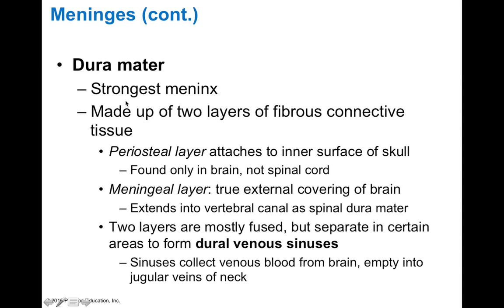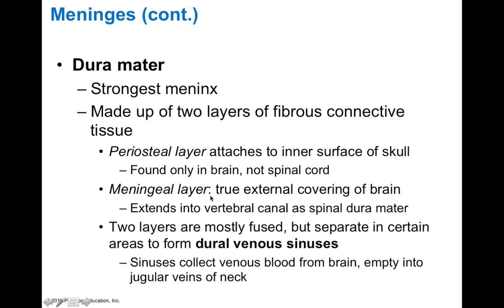Now, the dura mater is the strongest of the meninges, and it's made up of two layers of fibrous connective tissue. Remember, we have the periosteal and meningeal layers. Periosteal layer is found attached to the inner surface of the skull, but it's only found around the brain. The meningeal layer is a true external covering of the brain. And this is what extends also into the vertebral column to surround the spinal dura as well.